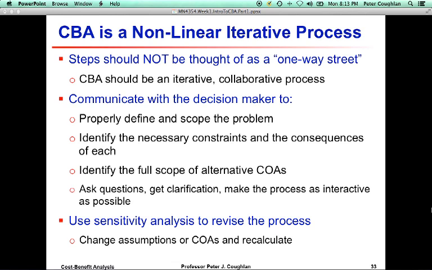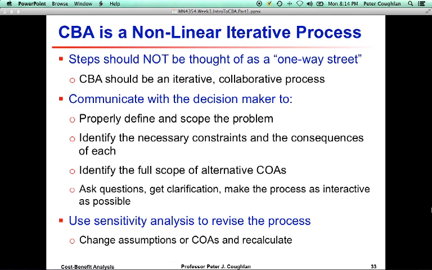revise the process. You may go through cost-benefit analysis and then work with the decision maker and go back and say, you know what, we're going to change that assumption. We're going to expand the scope of the problem, or we're going to narrow the scope of the problem, or we're going to add additional courses of action, right? So ultimately, one of the reasons it's iterative or nonlinear is because of revisions that take place as a result of collaboration with the decision maker.